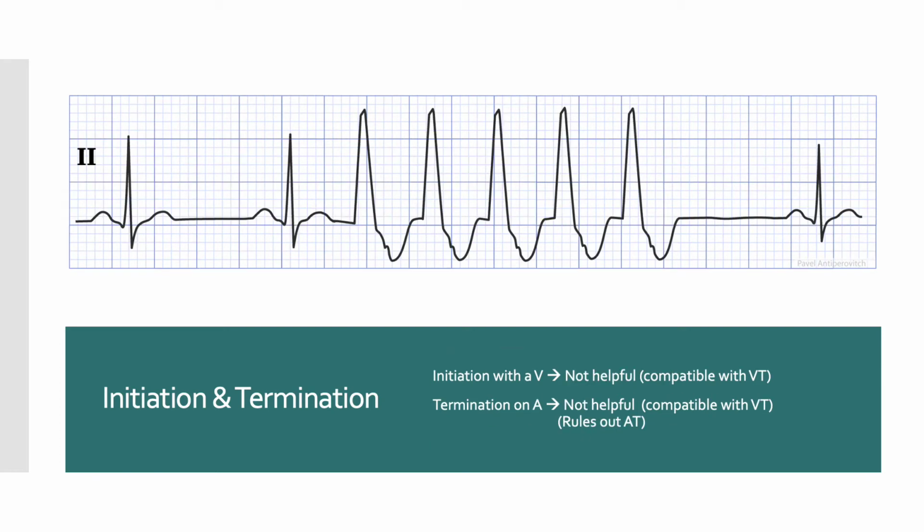In this particular example, we see a wide complex tachycardia, which has the usual differential, and we see that the first event of this tachycardia is a V. We don't see an atrial activation before this. So we say this is a wide complex tachycardia that initiates with a V, which has a 1-to-1 VA relationship, which is not that helpful, but generally compatible with VT. And we see that the last beat is an A. So it terminates on an A, which is compatible with VT. So this will almost certainly be VT.